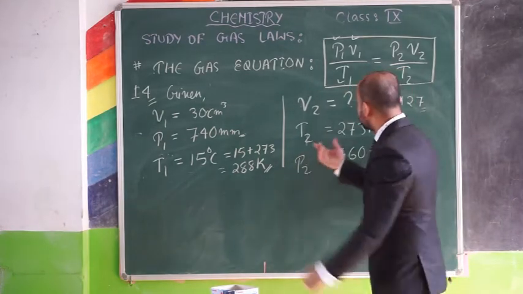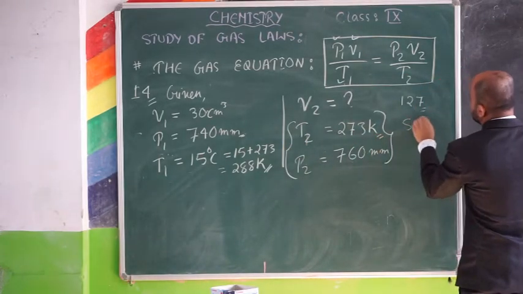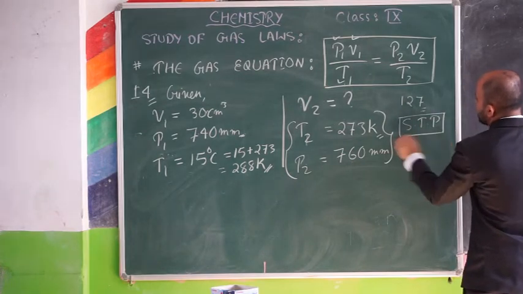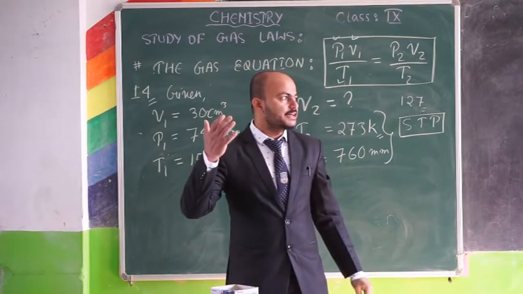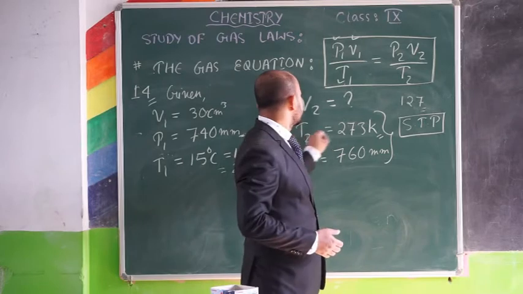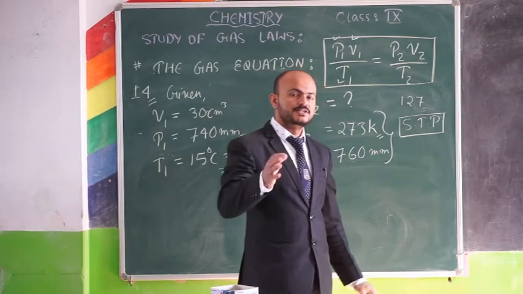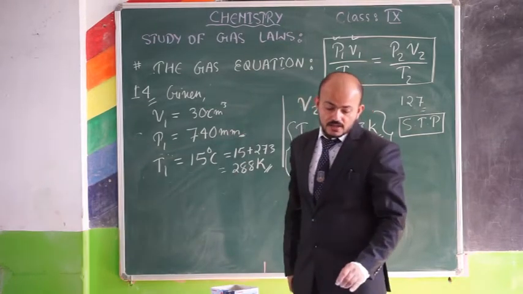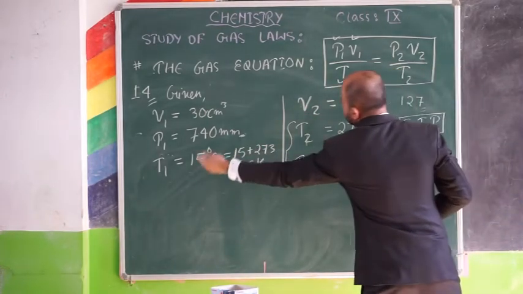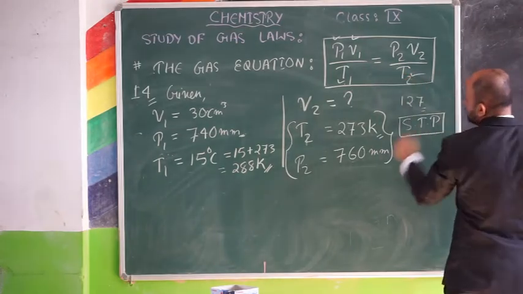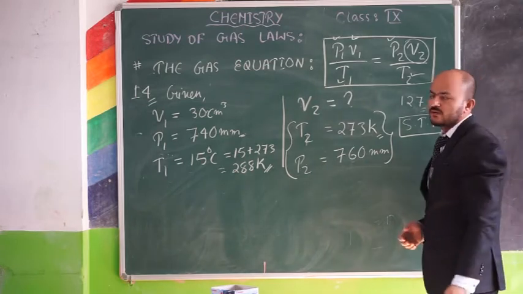So this information, from where did you get it? You got it from STP. Whenever the question mentions STP, asking you to calculate at STP condition, then every time the temperature is 273 Kelvin and the pressure is 760 mm of mercury. Please remember this. Now, out of 6 quantities, we know 3 were initial conditions, and now the temperature is also known, and the pressure is also known. They are asking us to calculate V2. Now we can easily do it.